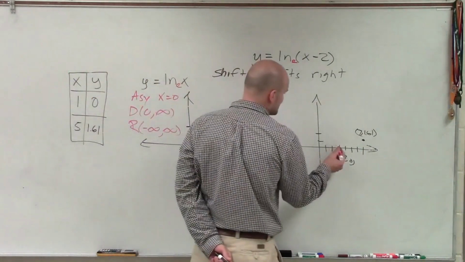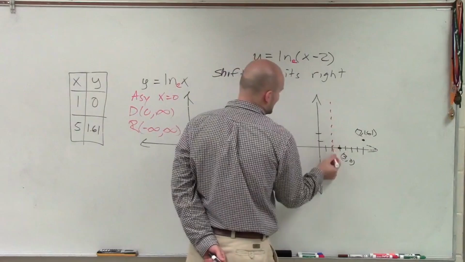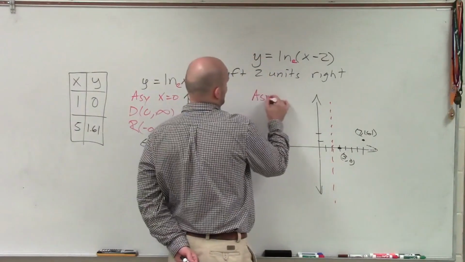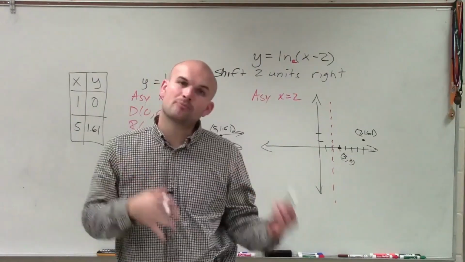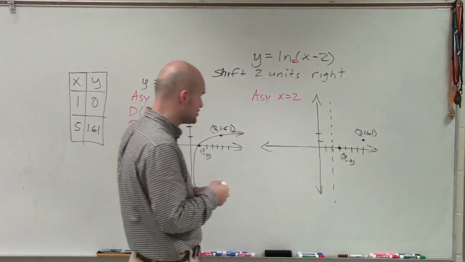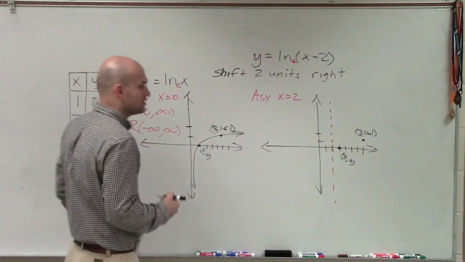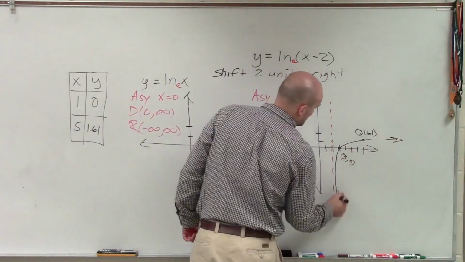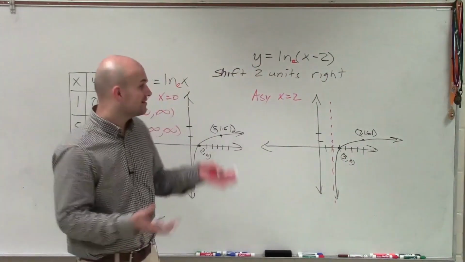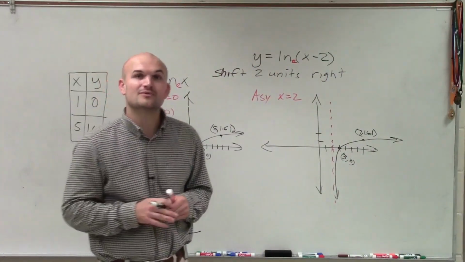So now my asymptote has changed to 2. And remember, the asymptote is where your graph is going to approach. So my graph is going to be approaching 2, but it's not going to cross it or touch it. So therefore, our graph's going to look something like this. So there you go, ladies and gentlemen. That's how you graph a natural logarithm equation with transformation.